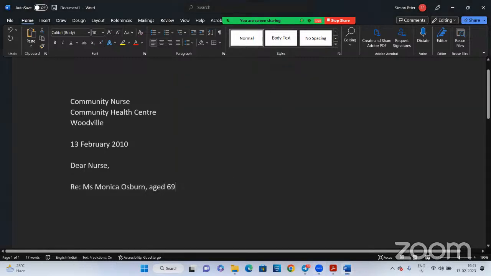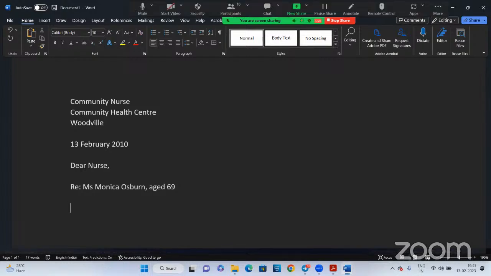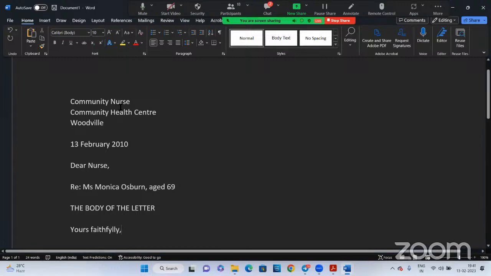So this is it. Then next one, you'll write the body of the letter. Then you will write the closing remarks. Yours faithfully. Why faithfully? Because you are writing to a nurse. If you are writing the name of a person, dear Mrs. Thatcher or something like that, then you will write yours sincerely. So here you are writing yours faithfully.